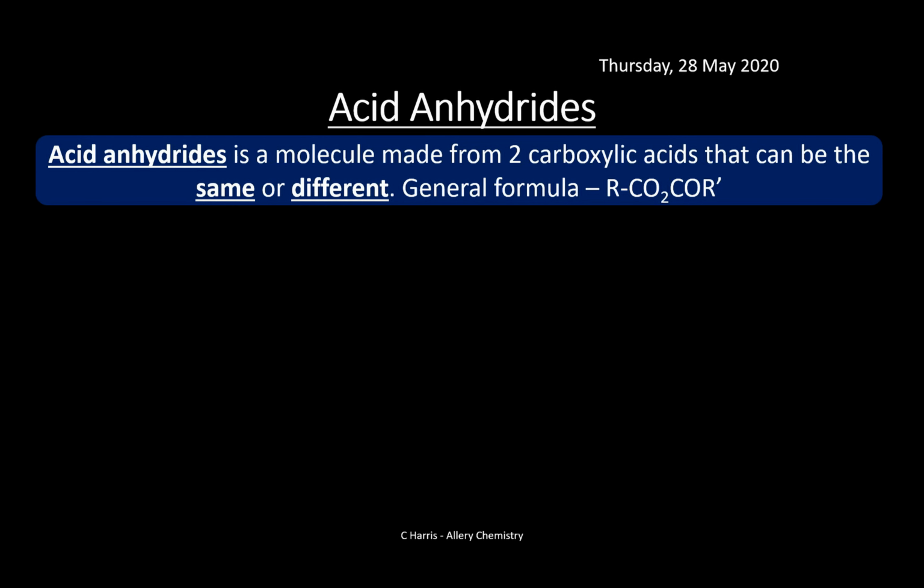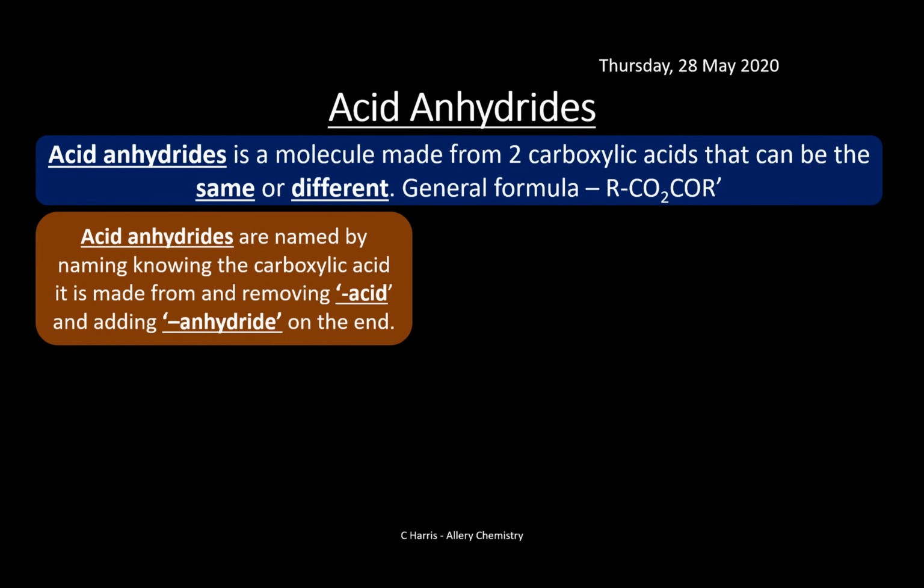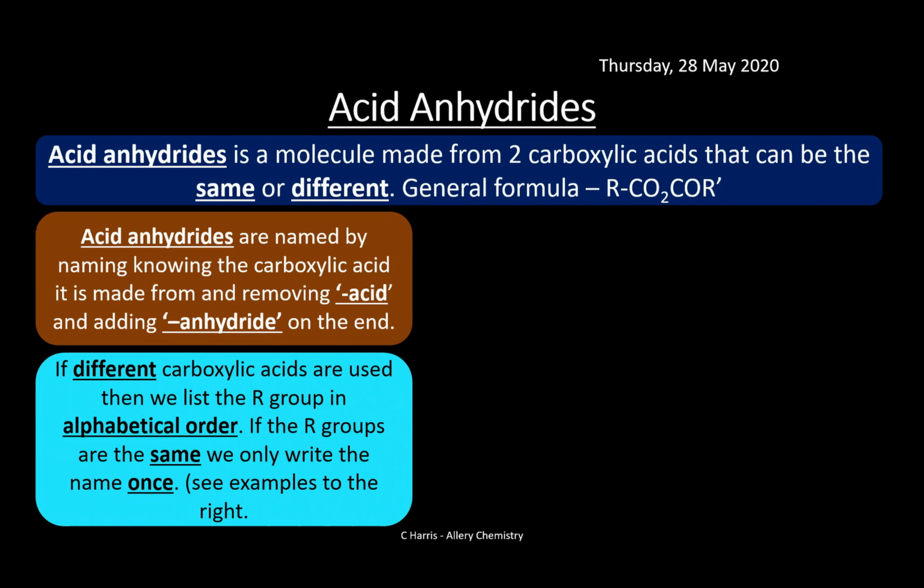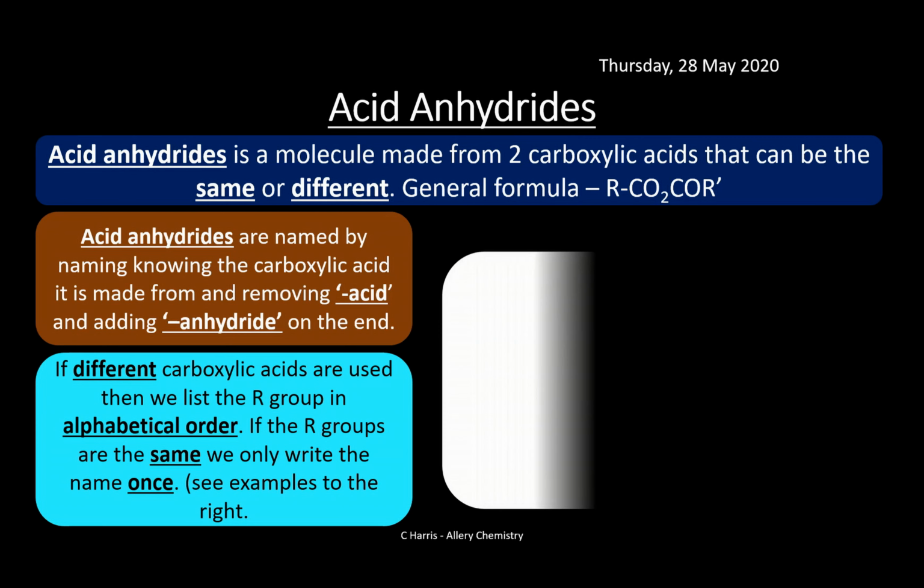So these are funny molecules really, and they can be a little bit complicated to spot. I think you just have to look at them really carefully. But acid anhydrides are named by knowing the carboxylic acid it's made from, removing acid and adding anhydride instead on the end. Now this is where it gets a little bit complicated, because if different carboxylic acids are used, then we list the R groups in alphabetical order, and if the R groups are the same, we only write the name once. Like I say, it's a little bit confusing, but let's have a look at some examples.